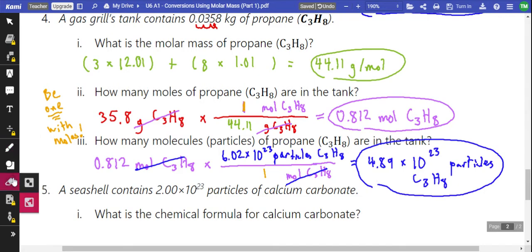And there's my answer. So when you see moles in a fraction bar, be a 1 with moles. I promise it will help. Okay, let's do one more set of examples.